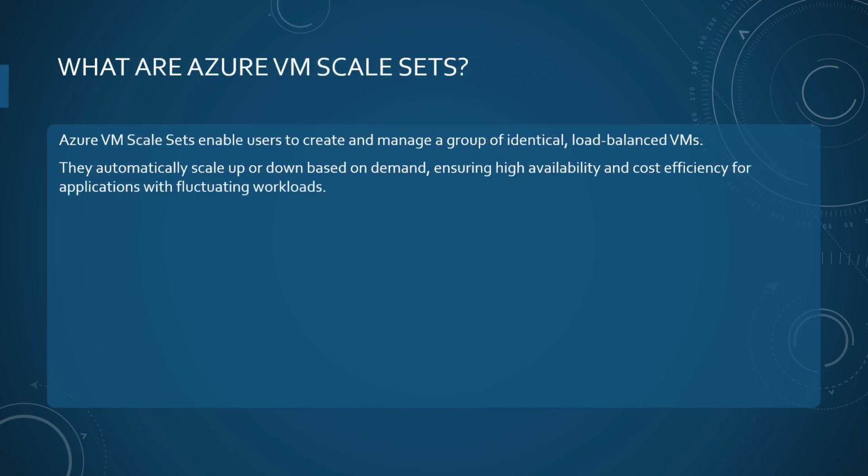What are Azure VM scale sets? Azure VM scale sets enable the user to create and manage a group of identical load balanced VMs. They automatically scale up or down based on demand. It also ensures high availability and cost efficiency for applications with fluctuating workloads.